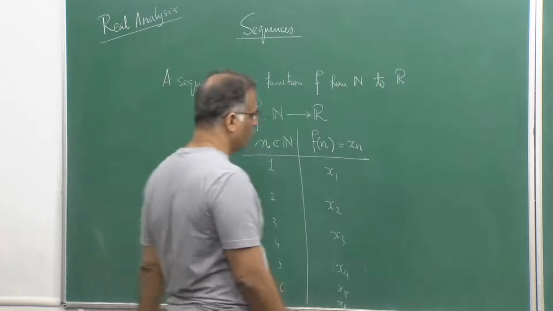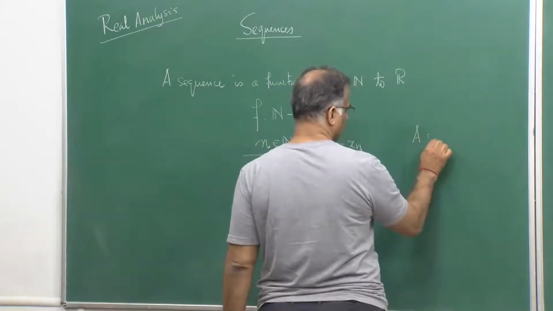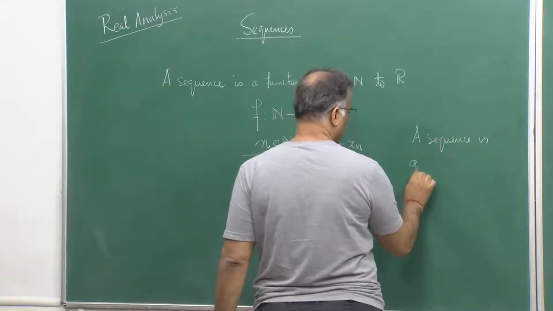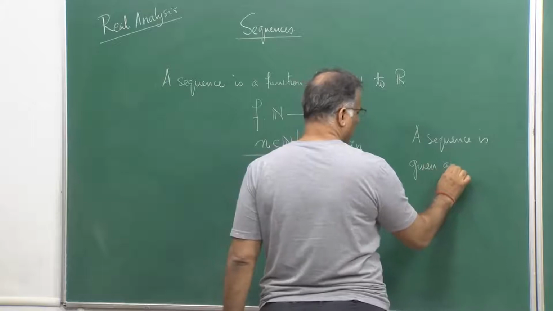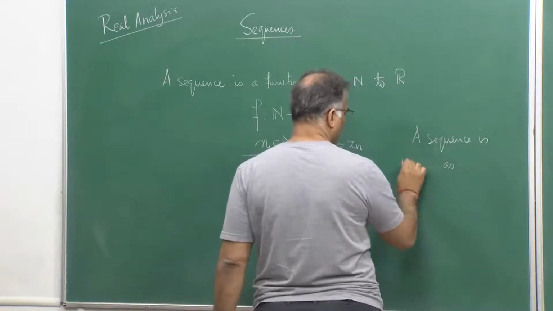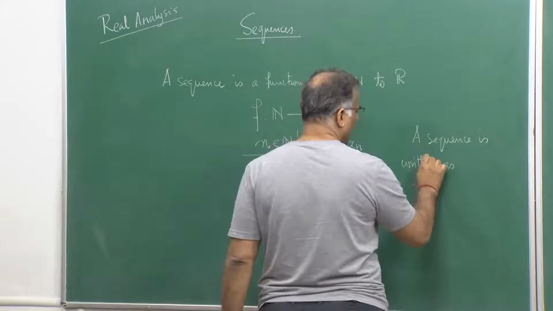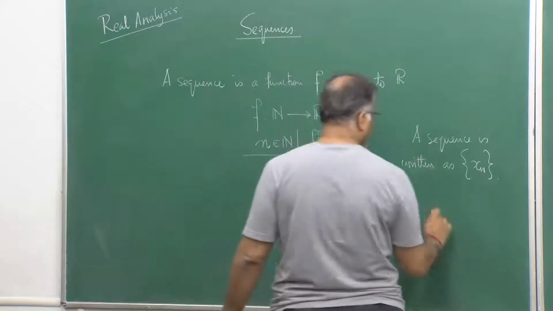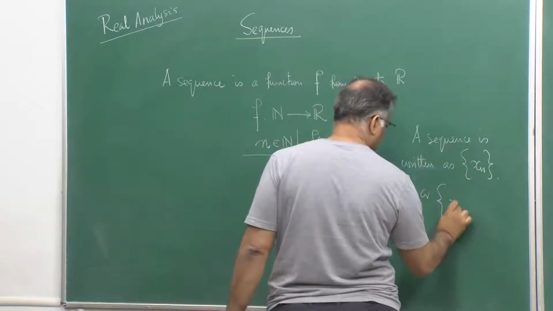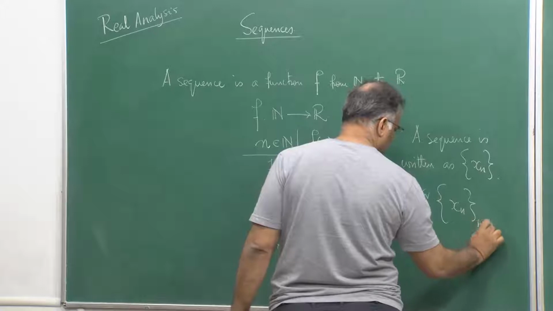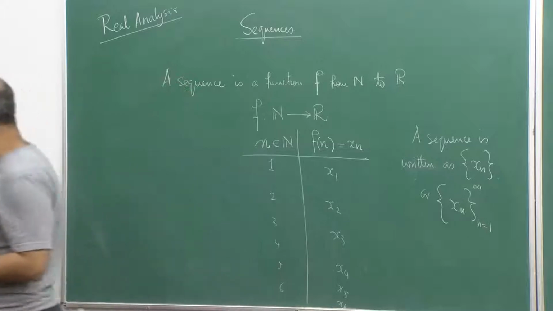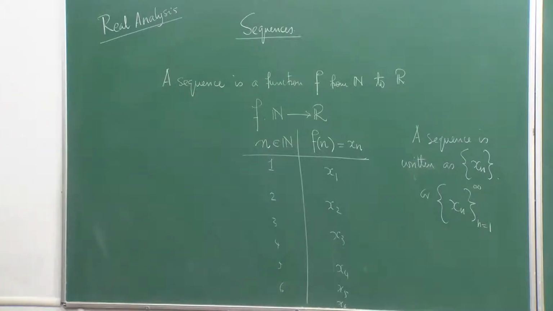So, usually a sequence is written as xn, wherein some people also write it like this. For n equal to 1 it is x1, n equal to 2 it is x2. So, it is a shorthand of writing. It is actually a complete enumeration, right.